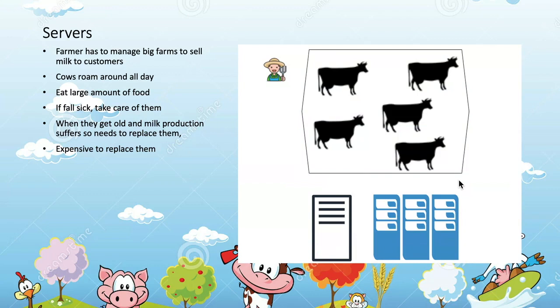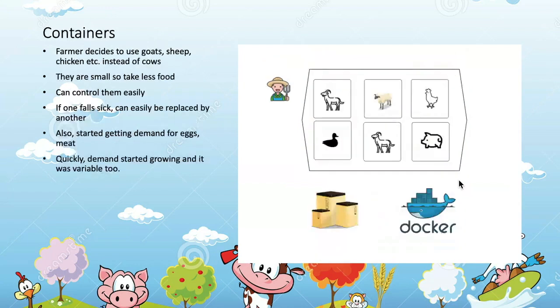And they were expensive. Just like our old servers or virtual machines where your applications are running on them. When they get old, you have to go and replace them, right? So what farmers should do? So he discovered that rather than using these big animals, he should start using smaller ones. Instead of cows, he started using goats and sheep, right?